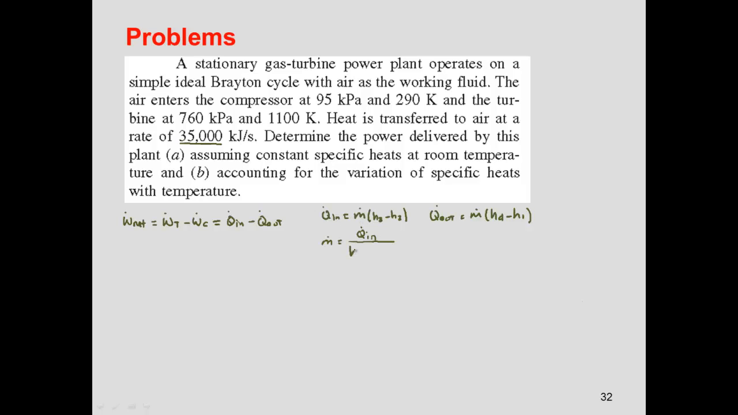Since we know Q in, and we have T1 and T3, we already know H3 and H1, so the whole problem comes down to getting H2 and H4. We're going to do it first for constant specific heats, and for constant specific heats, recall that H will be Cp T. So we need to find T2 and T4.